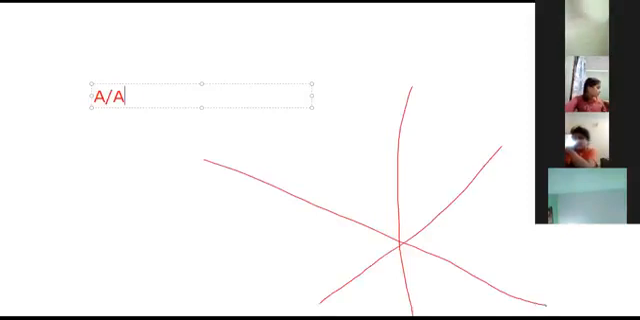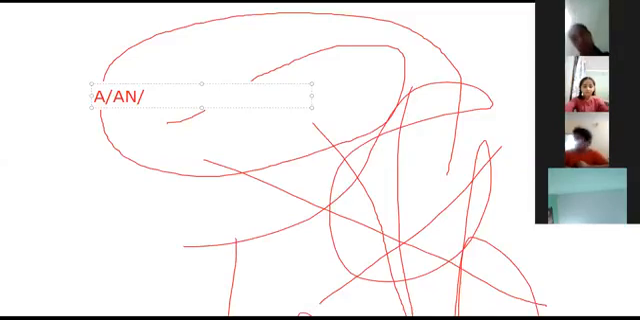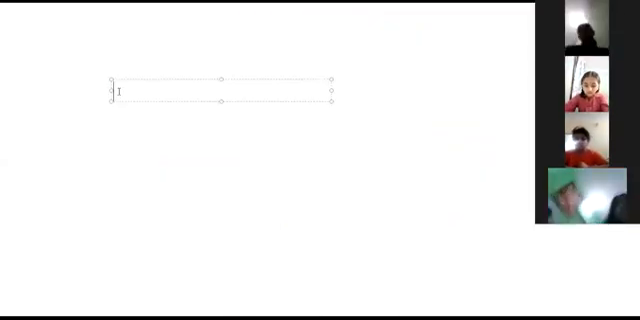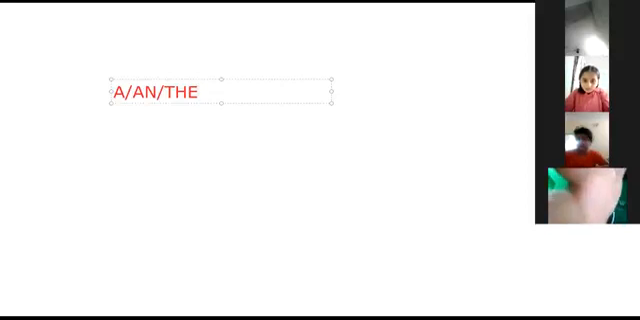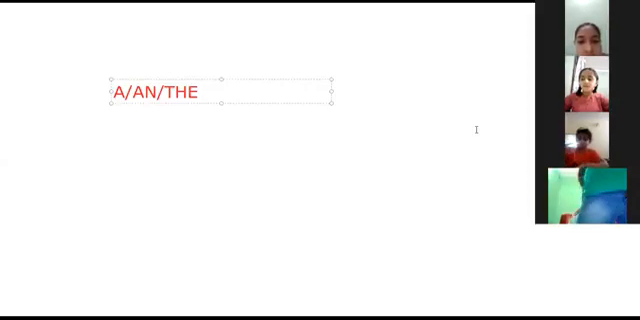Look at, I am going to write A and A, don't scribble, the. A and the. What do we call this? Rehana, give me the answer. Rehana? Yes, ma'am. A and the. Articles. Good, very good. Okay.